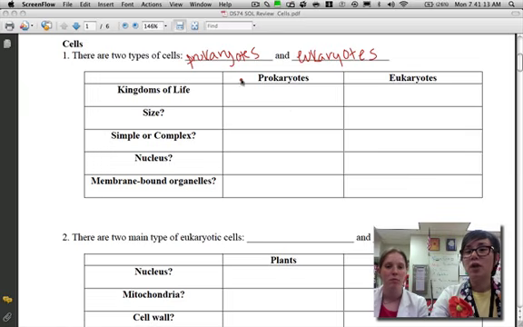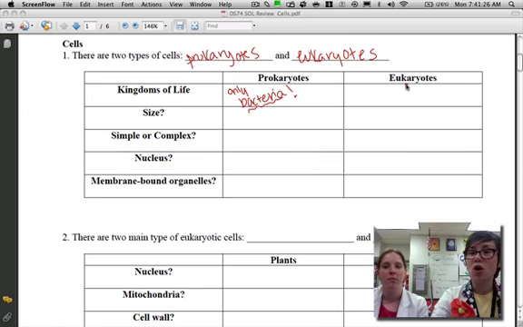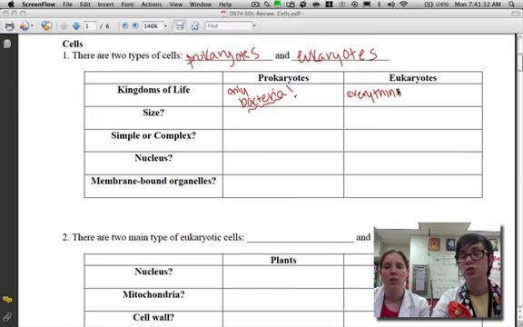Sure. So our prokaryotes, we know that they're only bacterial species, and so there are only two kingdoms of life that contain bacteria. So it's going to be archaebacteria and eubacteria. But if you can just remember bacteria, you should be good to go. And for our eukaryotes, it's everything else. Right. Everything else that has a nucleus, because that's the important thing that differentiates these two types of cells.